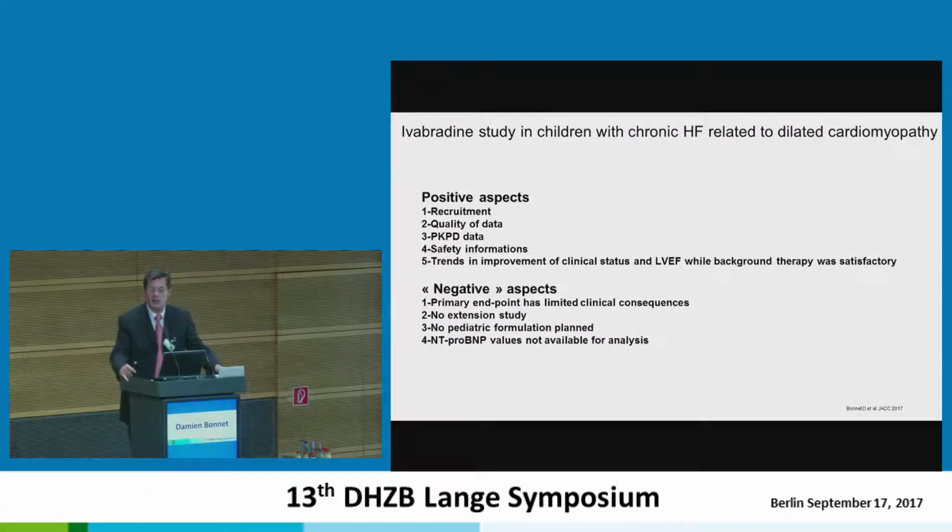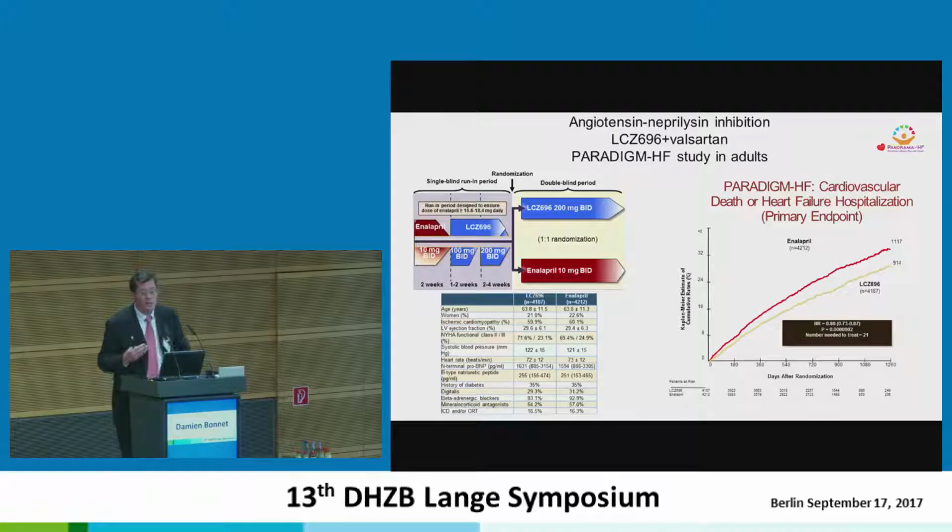So the positive aspects were the number of patients, the quality of data, the pharmacokinetic data, safety information, and trend in improvement in WHO functional class and ejection fraction. But the limitation is: what does ejection fraction mean for a kid, and what does reduction in heart rate mean for a kid? So we don't have any information on hospitalization and mortality. So it's important. It's one of the important trials, but it does not today prove something very pertinent for the clinical practice. For the LCZ, you know the PARADIGM study on the right side.